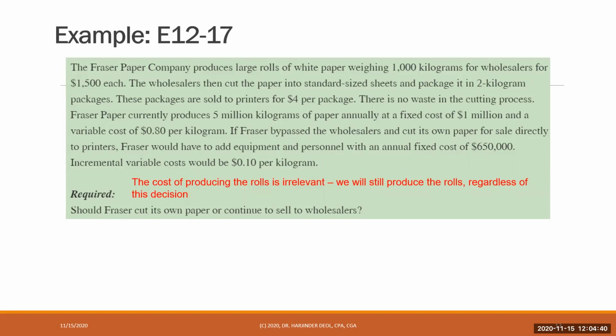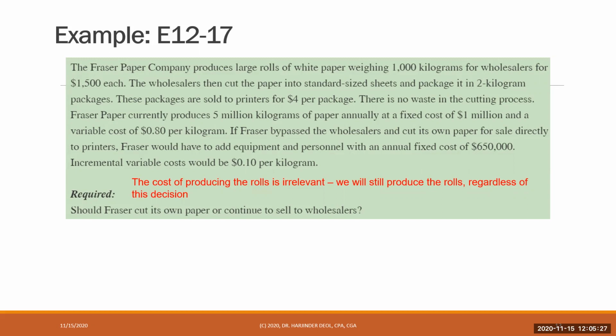So this would be an example of doing a kind of vertical expansion. Rather than sell large rolls to the wholesalers, Fraser could bypass them and cut its own paper for sale directly to the printers. Now, if they do that, Fraser will have to add equipment and personnel with an annual fixed cost of $650,000. Incremental variable costs would be 10 cents per kilogram. So the question is, is Fraser better off by cutting its paper, or should it continue to sell to wholesalers?